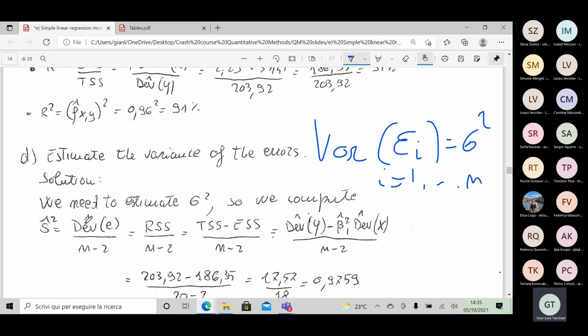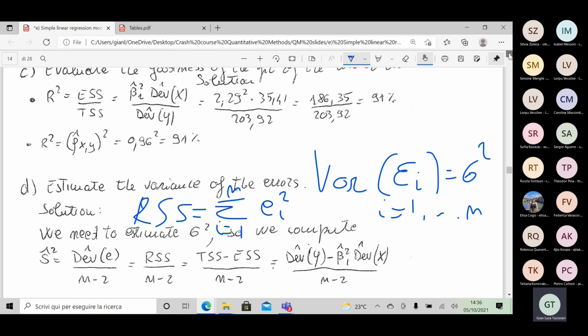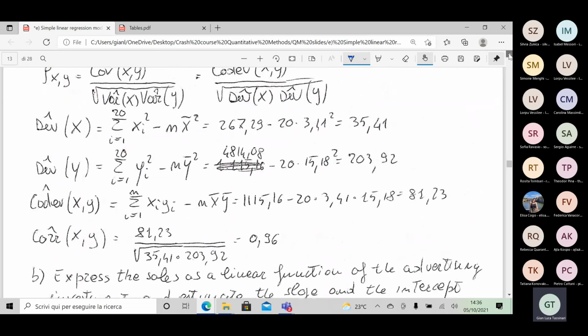The deviance of the residuals, because I told you that these terms are all very important, can also be called the residual sum of squares, because it's simply the sum of the squares of the residuals, divided by n minus 2. Do we have any information that allows us to compute the residual sum of squares? Remember the residual sum of squares is the sum from i equal to 1 to n of the squares of the residuals. Do we have this information in the data above? No, we do not have this information, so we cannot compute it directly.